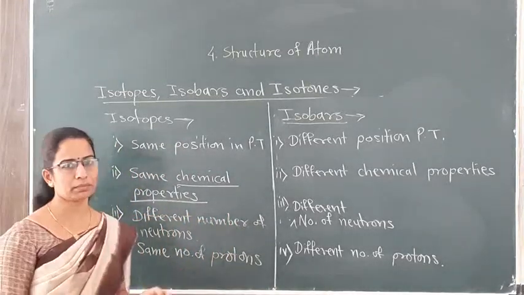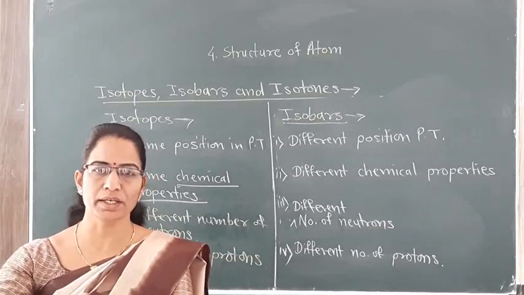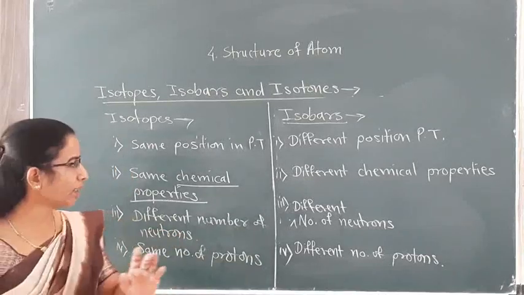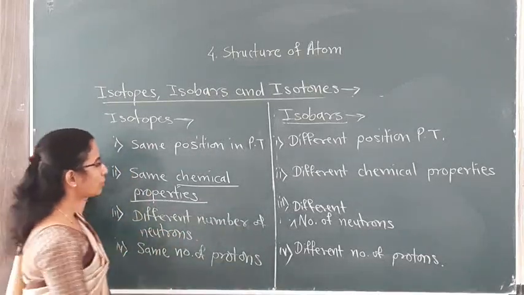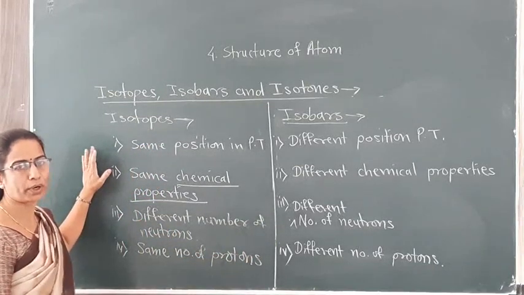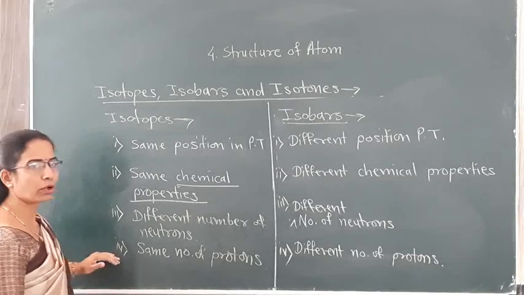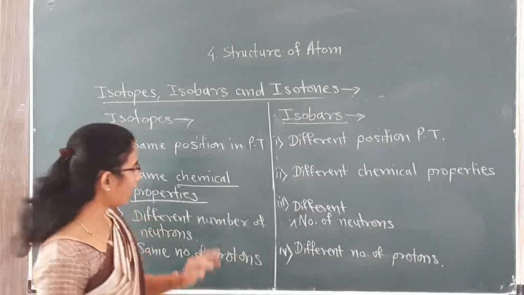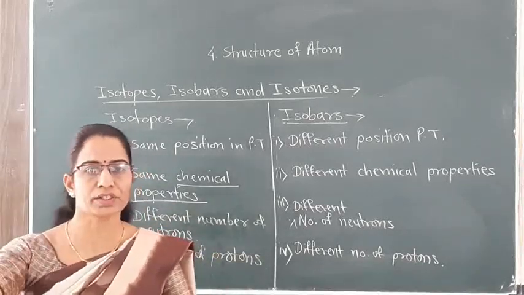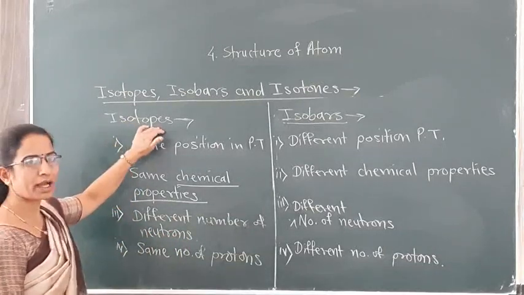Students, in the exam, the question is also always asked for 2 marks, that is differentiate between isotopes and isobars. For getting 2 marks, you have to write at least 4 correct points of differences. Here I have given you these 4 points of differences. Along with these 4 points, you can write their definitions also. So again I will repeat the definition of isotopes.